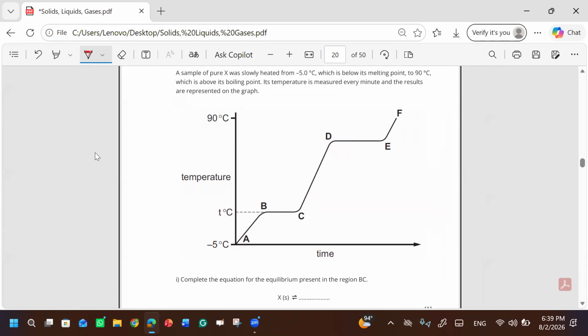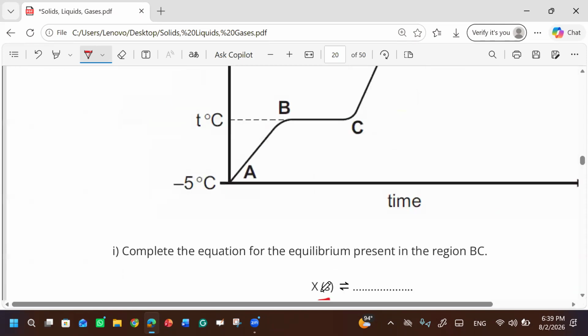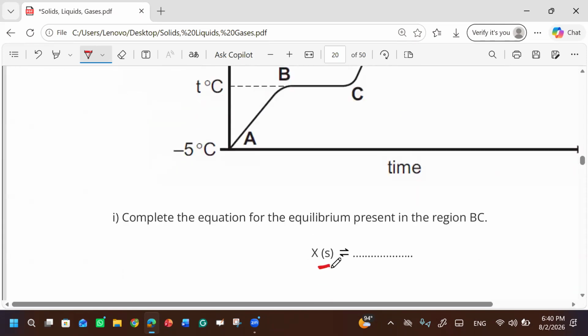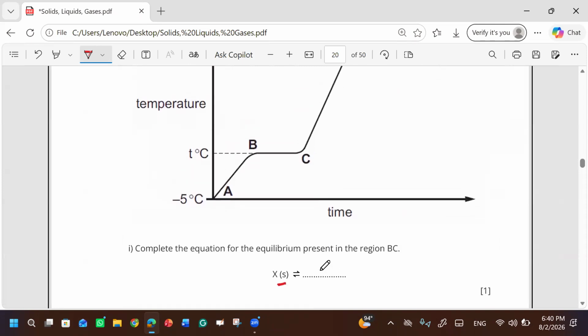You have to figure out what happened, like X to S, so it's gonna be X to X liquid, because at that point X is solid. You see, at B, X is solid. They have mentioned X is basically solid over here. You see, S. So the initial state it is solid. Now at BC it will become a liquid because it will melt.